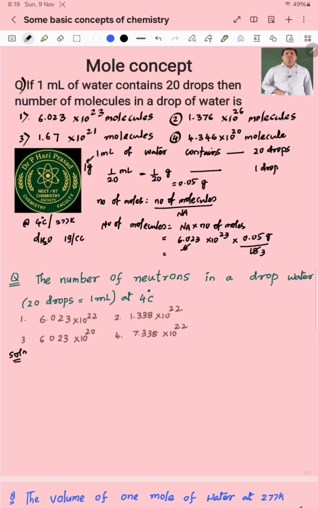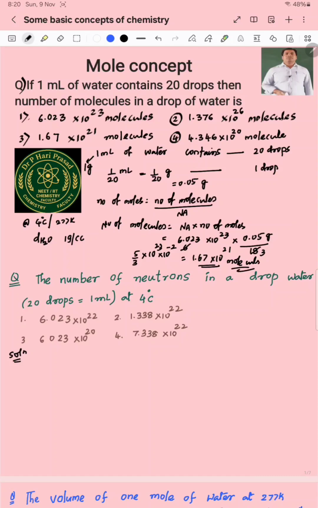So can I write this 0.05 as 5 into 10 power minus 2? If I write 5 into 10 power minus 2, this becomes 5 by 3 into 10 to the power of 23 into 10 power minus 2 only, right? Now after simplifying, 5 by 3 becomes 1.67 only. So this becomes 1.67 into 10 to the power of 23 minus 2, which becomes 10 power 21. So therefore, students, 1 drop of water contains 1.67 into 10 to the power of 21 molecules. Okay, now I hope it's clear.